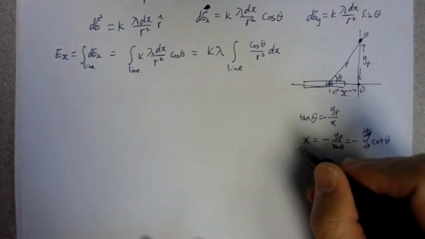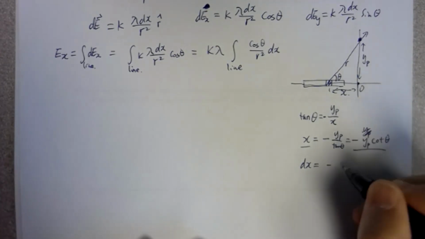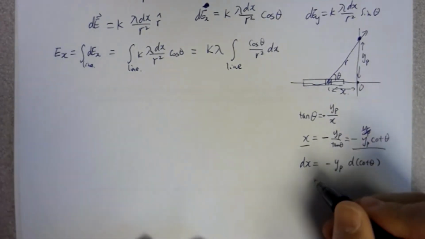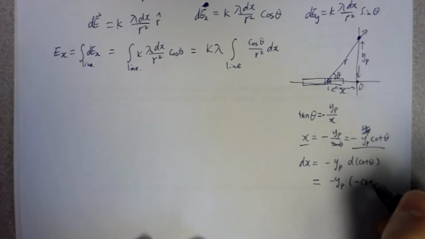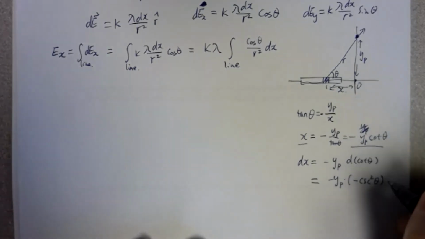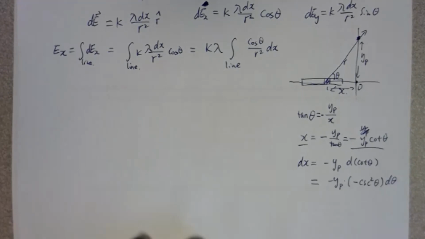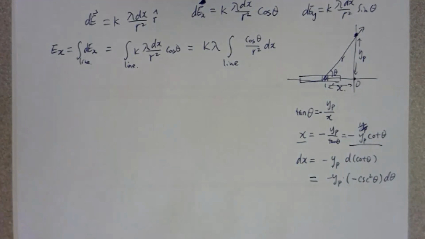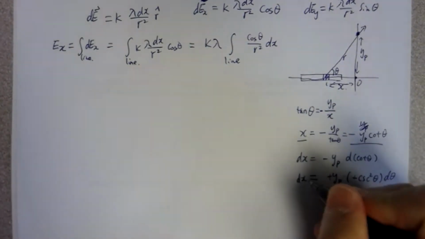So x equals that. So dx then equals, derivative of that. So minus yp is constant, so that comes out. Derivative of cotangent of theta. And the derivative of cotangent of theta actually gives you minus cosecant squared of theta, so minus yp here times minus cosecant squared of theta d theta. This is according to the chain rule of derivatives. Okay, so you can click on your PowerPoint slide. I have a table of the chain rules for derivatives shown there. So dx actually equals that. Minus and minus becomes positive. So dx then equals that.